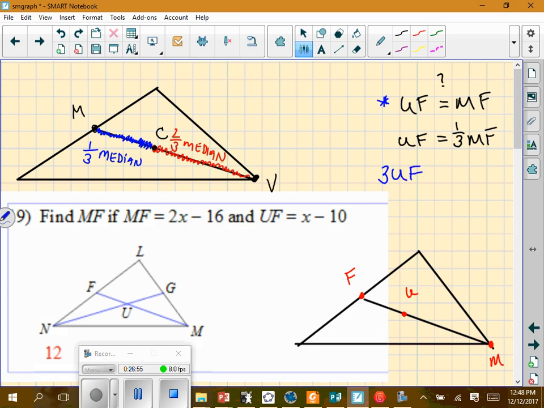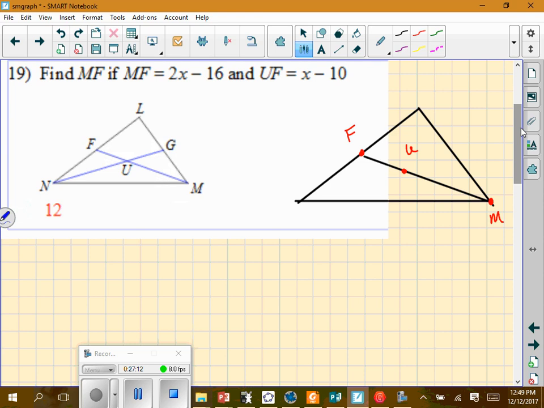I would say that probably most of you maybe did this. 3 UFs equals 1 MF. Anybody do that? Okay, that's perfectly fine. There's nothing wrong with doing that. And you would actually maybe have to do that, and if you left it as this, you would come up with that in your algebra at some point. Okay? I'm going to use the UF equals 1/3 MF. So I'm going to say x minus 10 is equal to 1/3 of 2x minus 16.